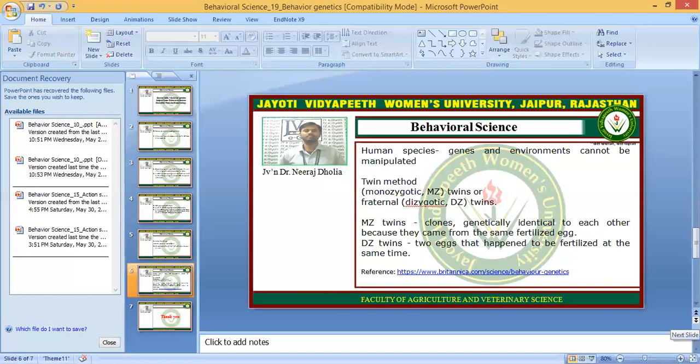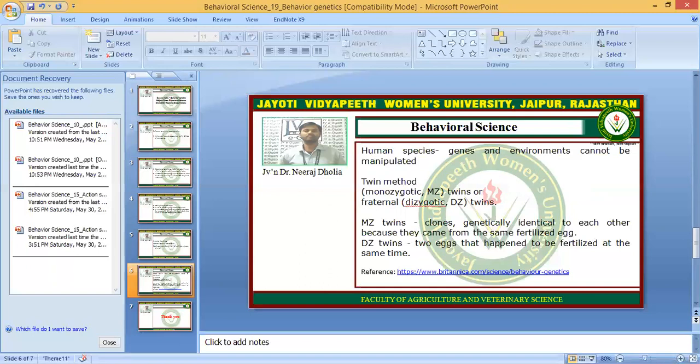In humans it is actually impossible to change the genes and the environmental factors for study purposes. You cannot change the genes of a full-fledged animal or a human, and you cannot put a human in laboratory conditions to change its environment. So it is very difficult to perform experiments directly on humans. So various models are used for behavioral genetics methods.